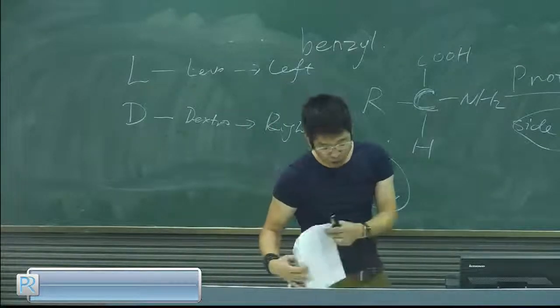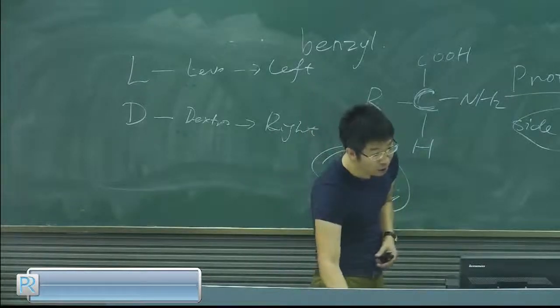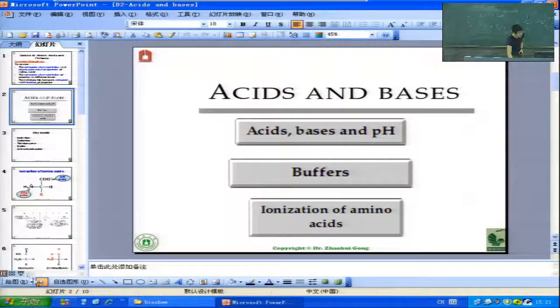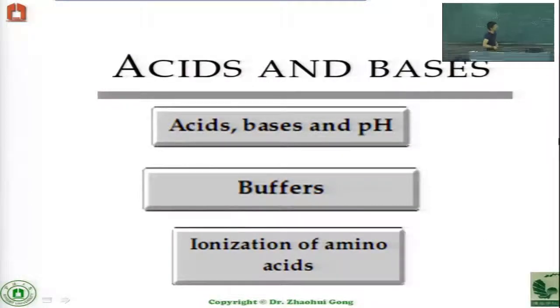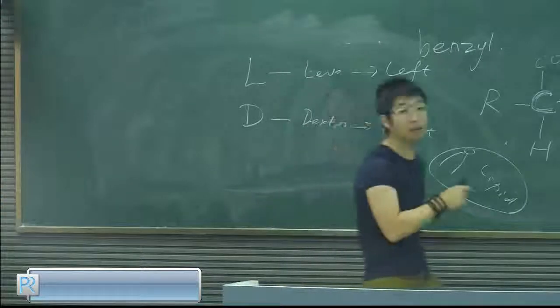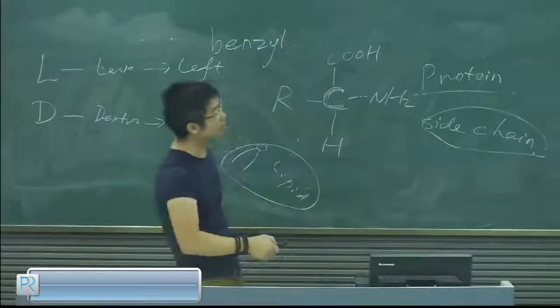Here is the first part of amino acids and protein. Another thing we need to talk about, based on the structure of the amino acids, is that the carboxyl group belongs to the acid, and the amino group belongs to the base, right? So we need to talk about acids and bases, just based on the structure of the amino acids, and the pH value. The buffers.